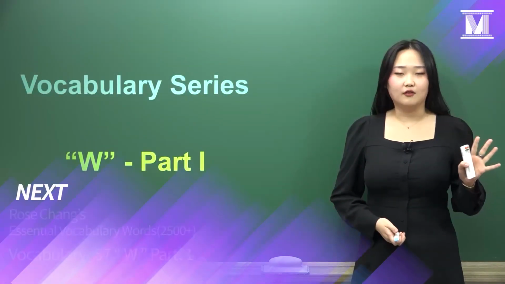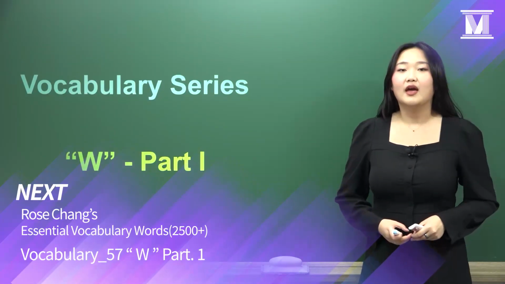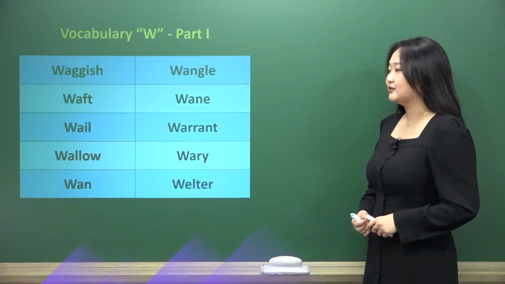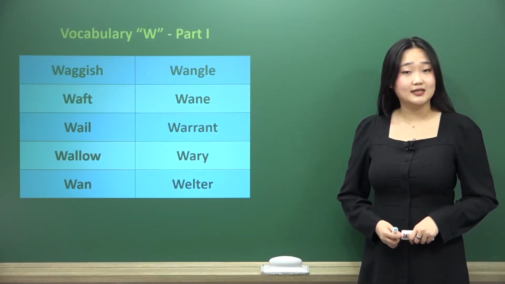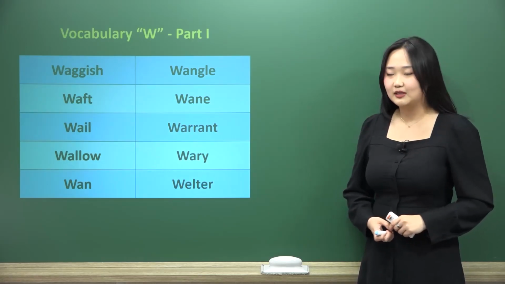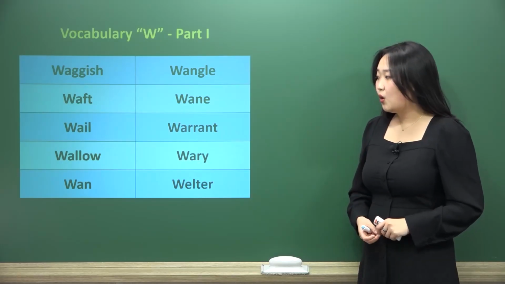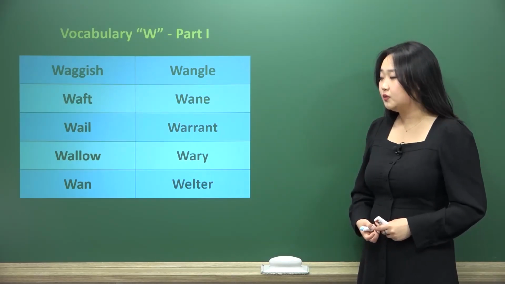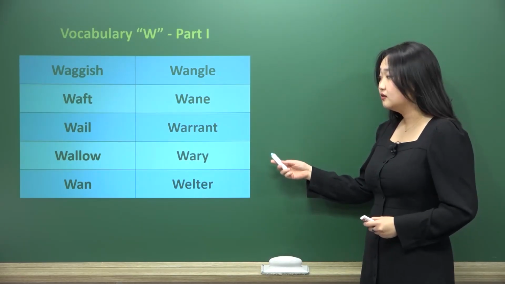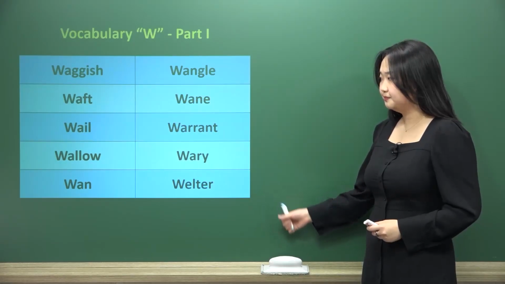With the V's long forgotten now at this point, I'm assuming, let's go on to the letter W and talk about W part 1, our first 10 words. Let's read these out together. They will be short and easy to say, monosyllabic, one syllable. So let's make sure that we do it at least correctly. Waggish, waft, wail, wallow, wan, wangle, wane, warrant, wary, welter.